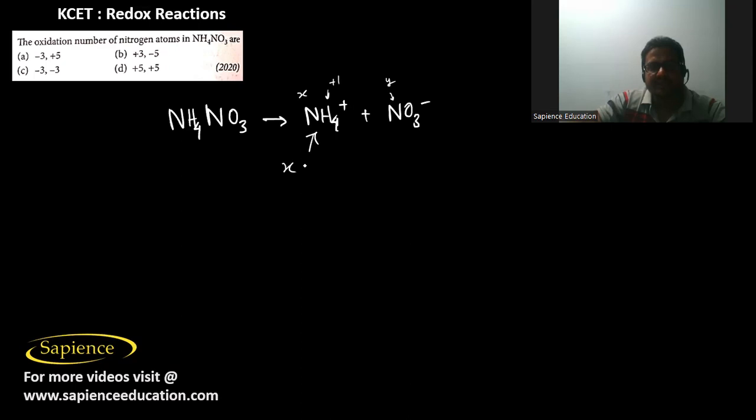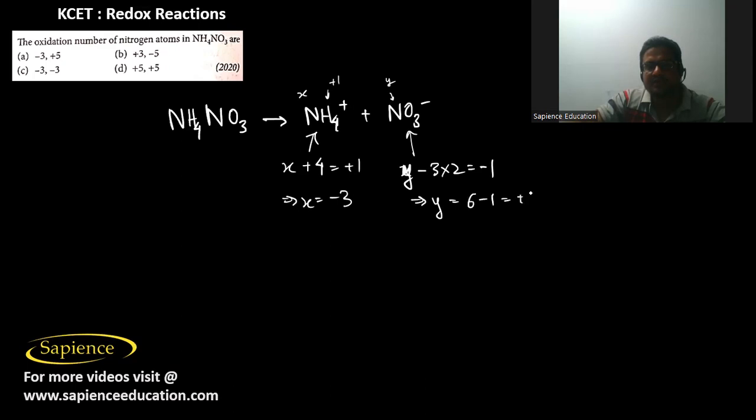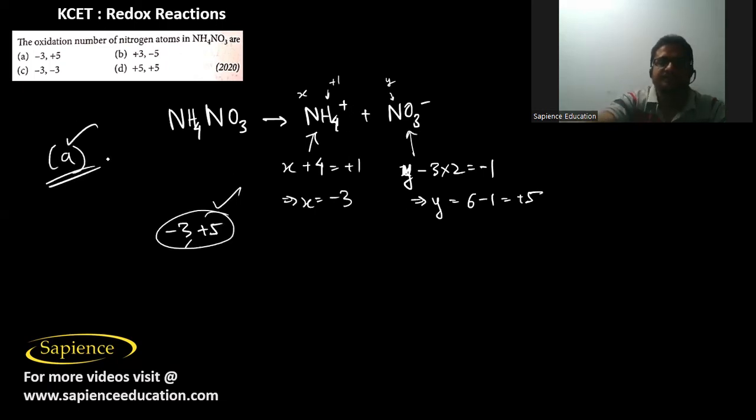So it will be X plus 4 that is equal to plus 1. So it means that X will be equal to minus 3. And here oxygen is in minus 2 oxidation state. So here it is Y minus 3 into 2 that will be equal to minus 1. So Y will be equal to 6 minus 1 that is equal to plus 5. So it is in minus 3 and plus 5 oxidation states. So option A is the correct answer.